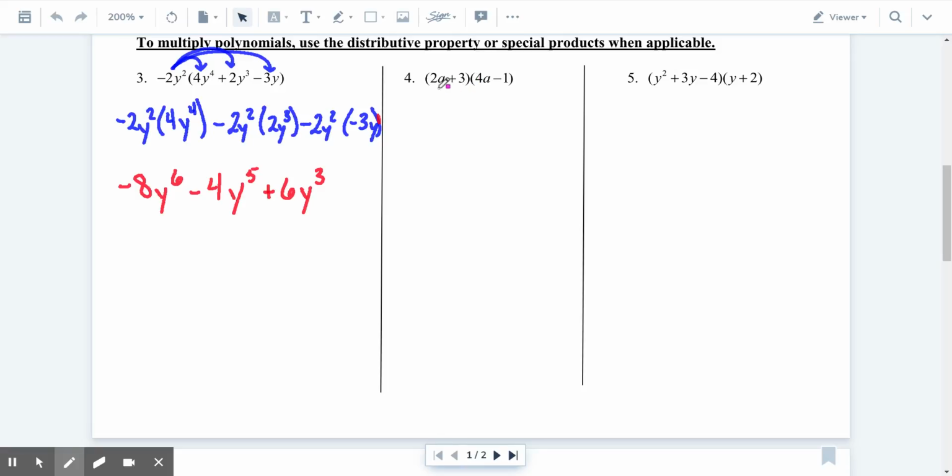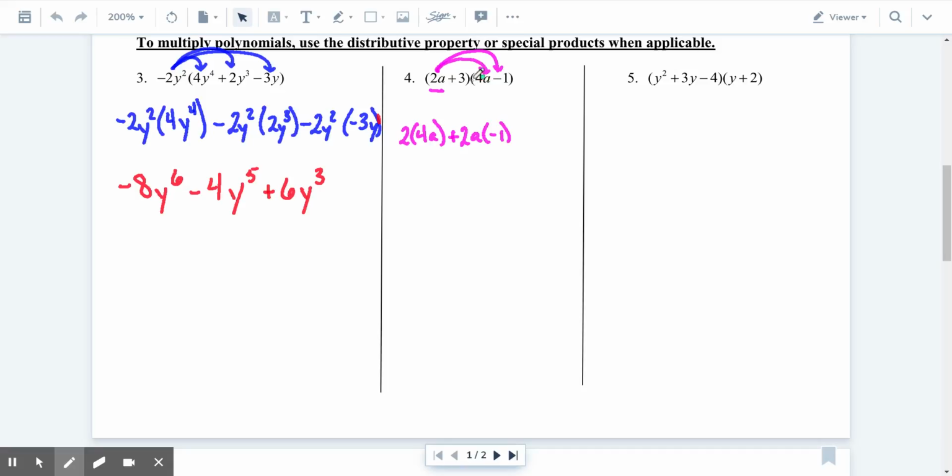And essentially what we need to do is take 2a times both terms over here, and take 3 times both terms over here. So an easy way to go about this is to take 2a first times both of these things. So we take 2a times 4a. I'll write it out longhand again. And we need to take 2a times negative 1. So that's a positive 2a times a negative 1, which would be multiplying 2a times that second term. And so we've officially taken 2a times both terms over here.